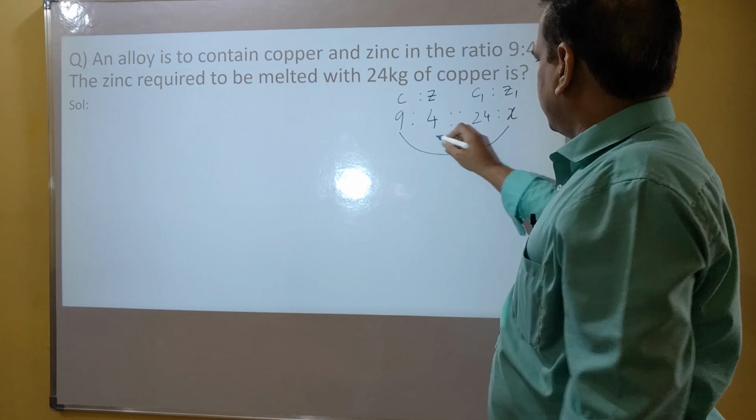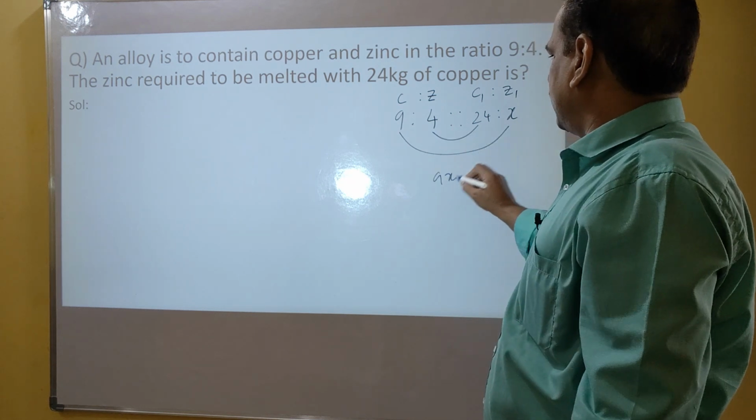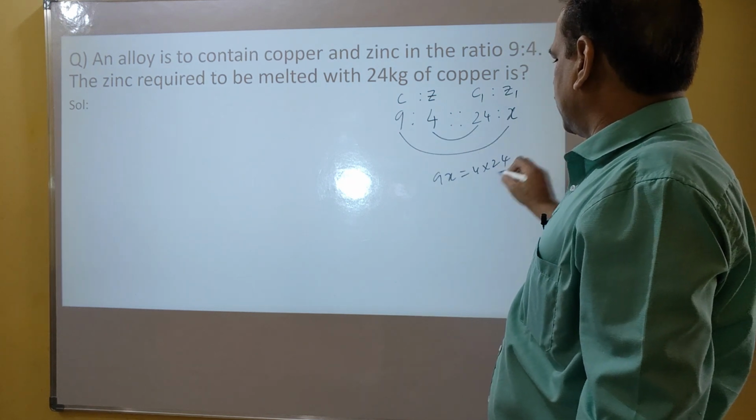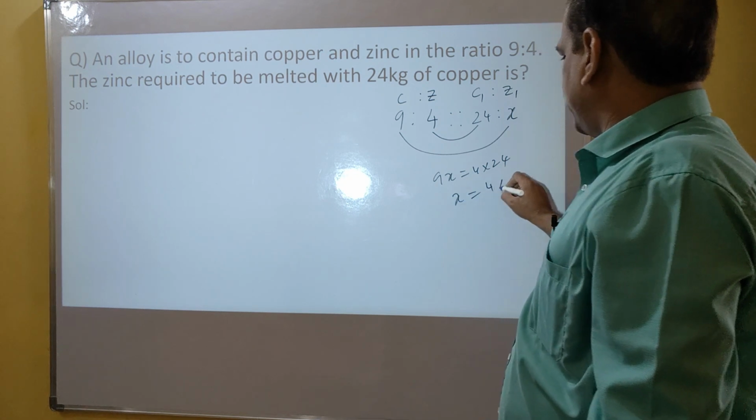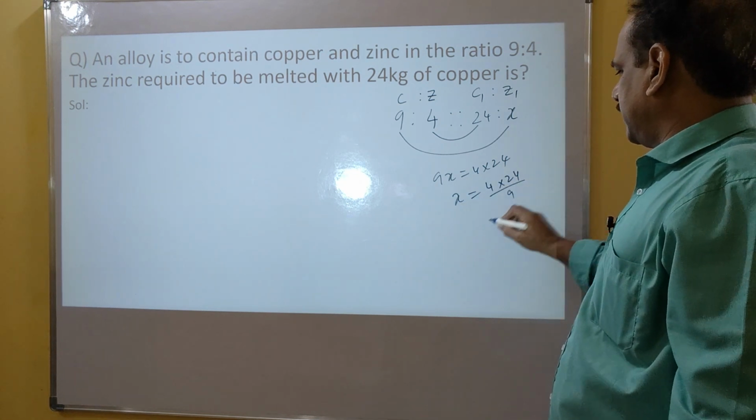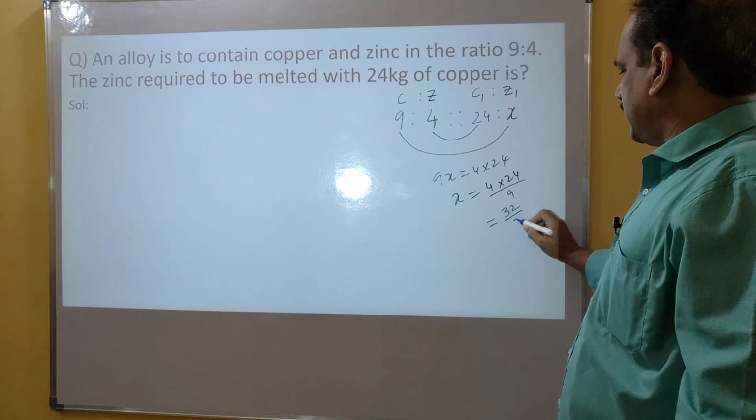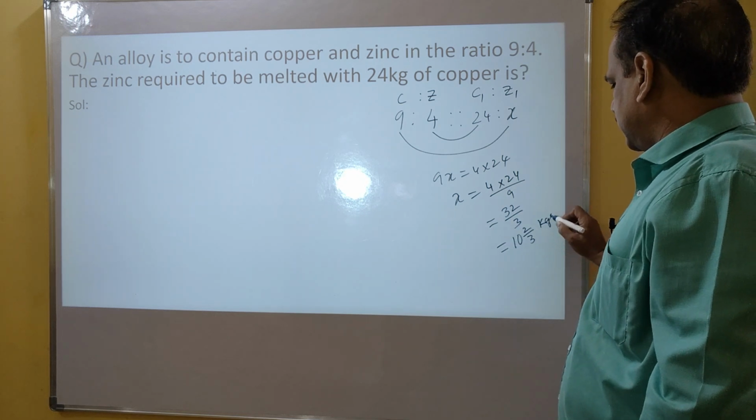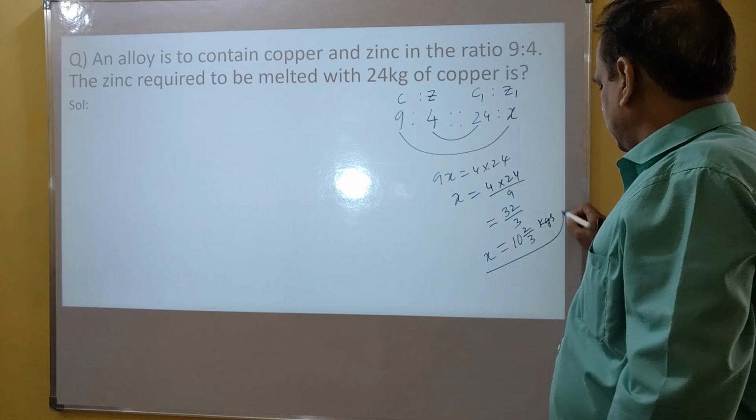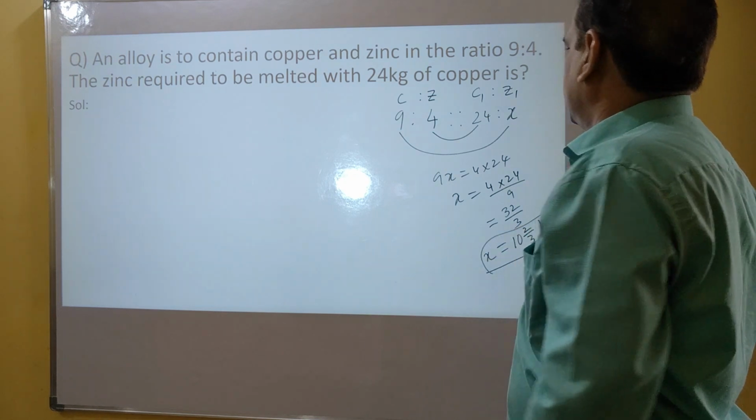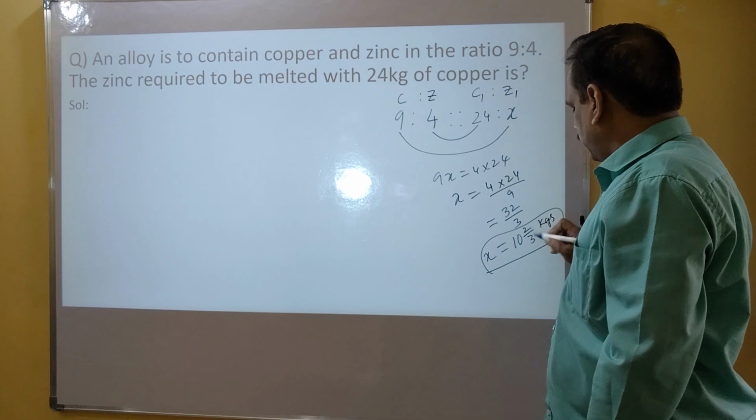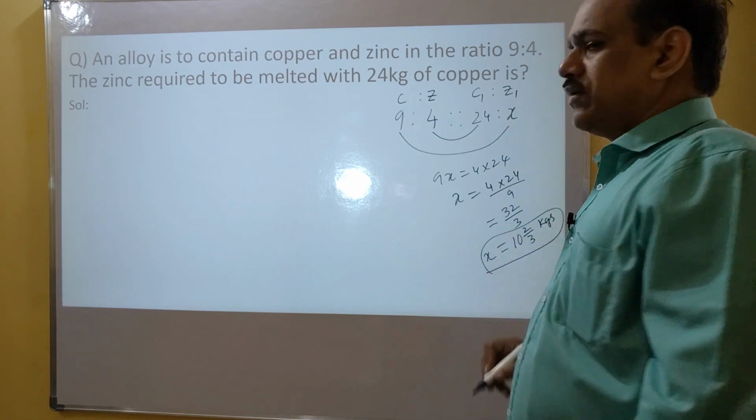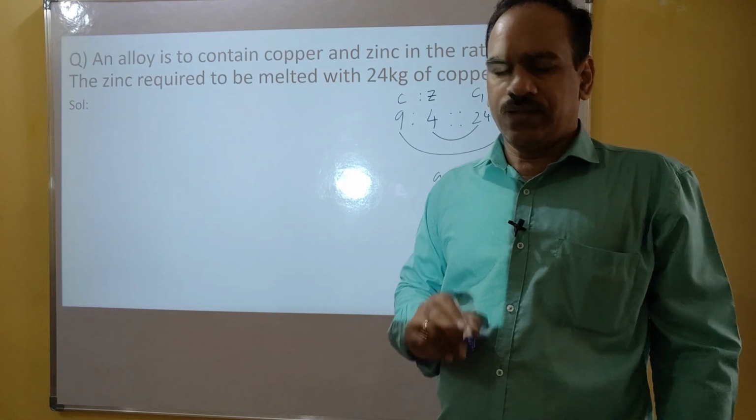So again, AD equal to BC. 9x equal to 4 into 24. x equal to 4 into 24 by 9. It is 32 by 3, 10 2 by 3 kgs. So proportionally the zinc must be 10 2 by 3 kgs if copper is 24 kgs in the alloy.